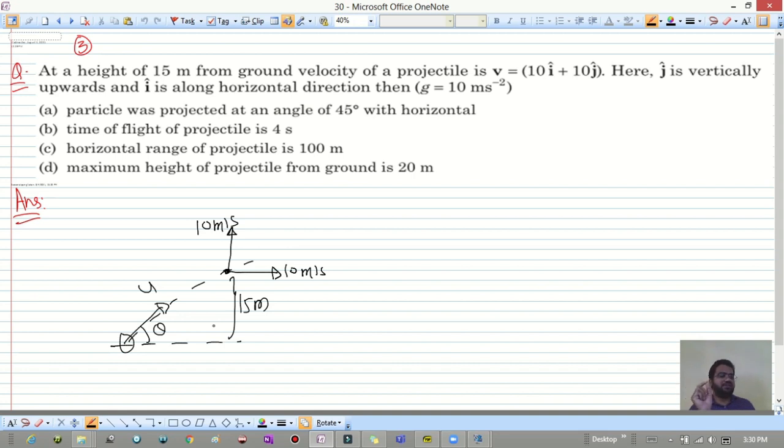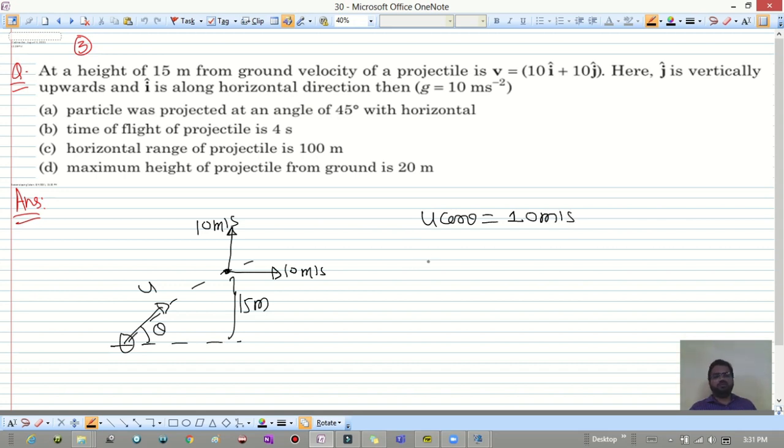Okay, no problem. Now one velocity always remains constant. And what is that velocity? It is the horizontal velocity, isn't it? So the initial velocity's horizontal component is u cos theta, and the vertical component is u sin theta. u sin theta might change, but u cos theta will never change. So one thing that is for sure we can say is that u cos theta must be equal to 10 meters per second.